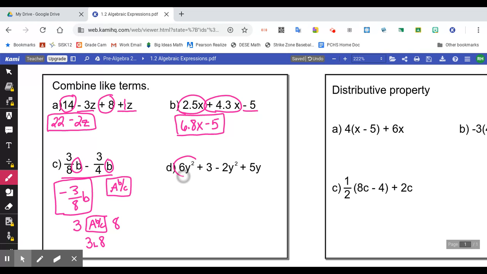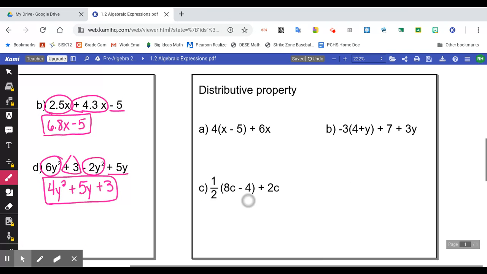So I see 6y squared. I see negative 2y squared. So 6 minus 2 is 4y squared. And then I have just a y, nothing else. So that guy's by himself, 5y. And there's a 3 just by itself. So plus 3. So this one ended up having 3 terms since there weren't very many that were alike.